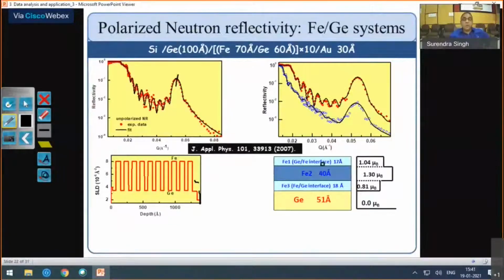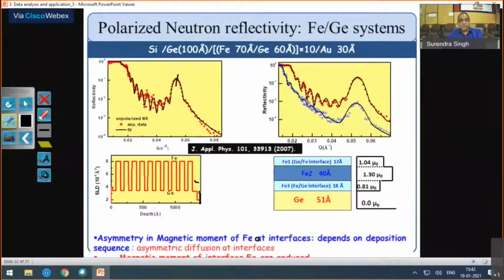So what we found is that the two interfaces have different magnetic moments, which may be due to asymmetric diffusion when we grow iron on germanium and germanium on iron. One of the things we found from XRD is that iron is crystalline and germanium is non-crystalline. So we found the detailed depth dependent magnetization of this iron layer from polarized reflectivity, which otherwise is not possible to find out from other techniques.